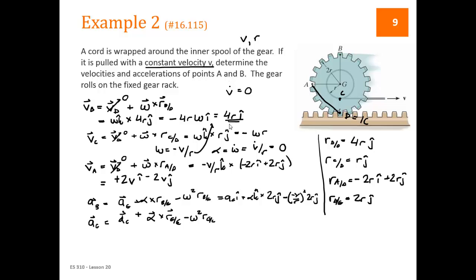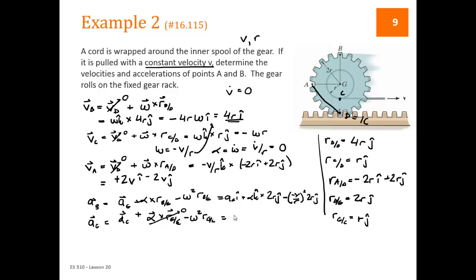So if we look at this, we know that alpha is equal to 0, so that term is equal to 0. And we know RGC, the position of G relative to C, is positive R j hat. So we plug things in here. AC is going to be V squared over R j hat, right, because AC has a normal part and a tangential part.